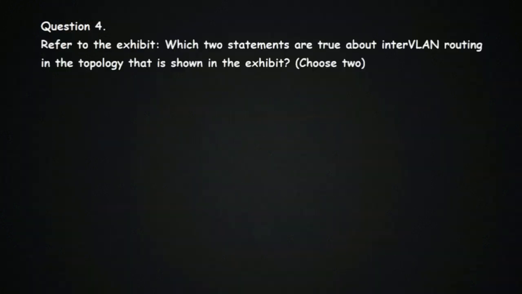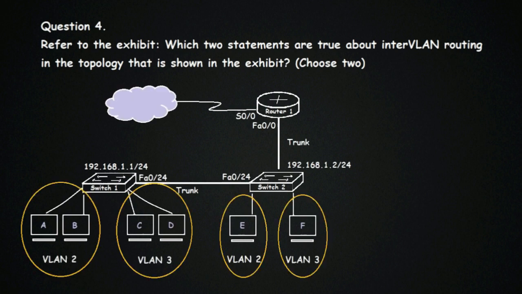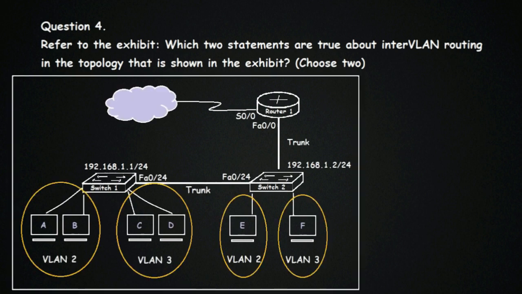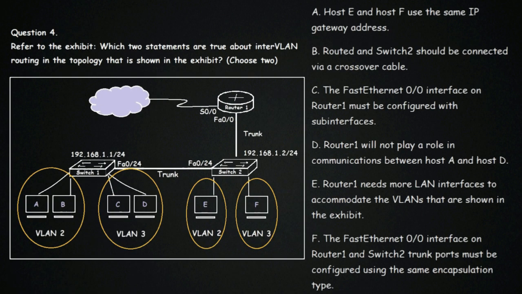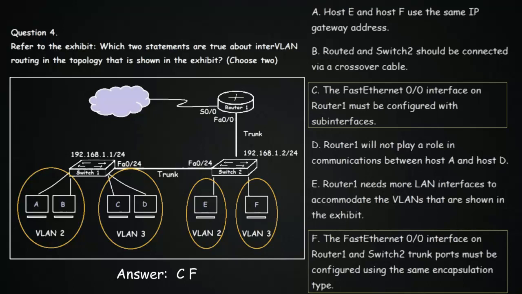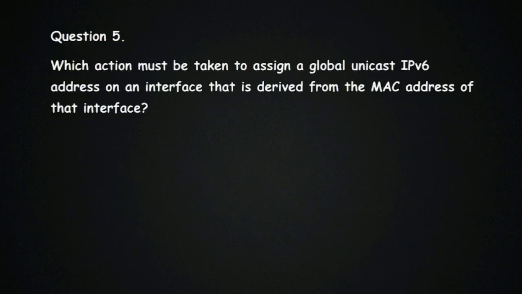Question 4. Refer to the exhibit. Which two statements are true about inter-VLAN routing in the topology that is shown in the exhibit? Choose 2. Answer is C and F. C. The FastEthernet 0/0 interface on router 1 must be configured with sub-interfaces. F. The FastEthernet 0/0 interface on router 1 and switch 2 trunk ports must be configured using the same encapsulation type.